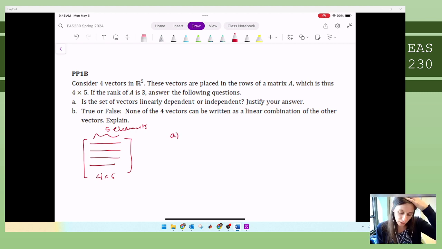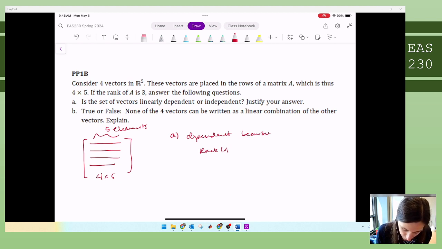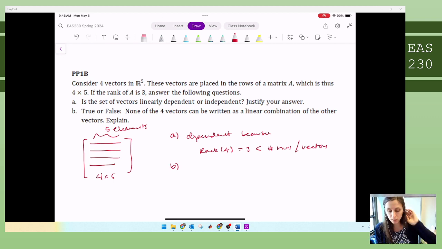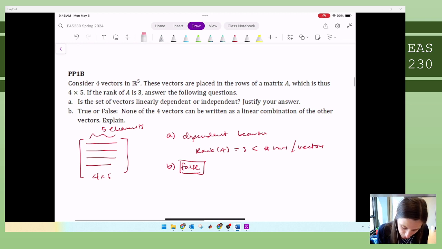Is the set of vectors linearly dependent or independent? They are dependent because rank of A equals 3, which is less than the number of rows, the number of vectors. B, true or false? None of the 4 vectors can be written as a linear combination of the others. False. Same reason as above, because they are linearly dependent.